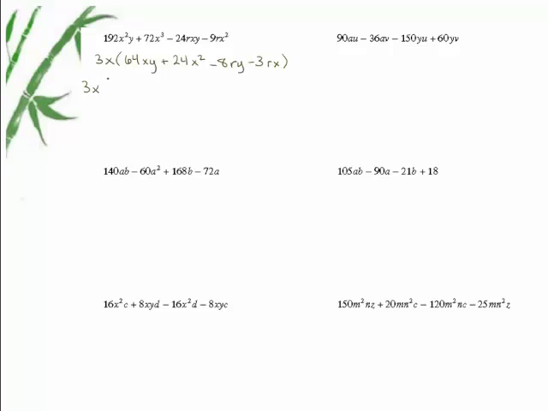Now from the 64 and the 24, I can divide an 8, which will leave me with 8. I can also take an x. That leaves me with 8y plus 3x. And from 8 and 3, I can't take anything, but they're both negative, so I'll pull out a negative 1, and I'll pull out an r, leaving me with 8y and 3x. So this will factor to 3x times 8x minus r times 8y plus 3x.